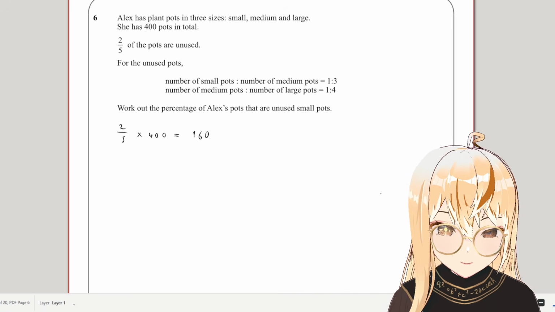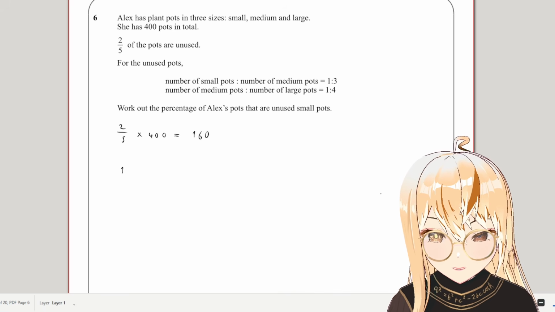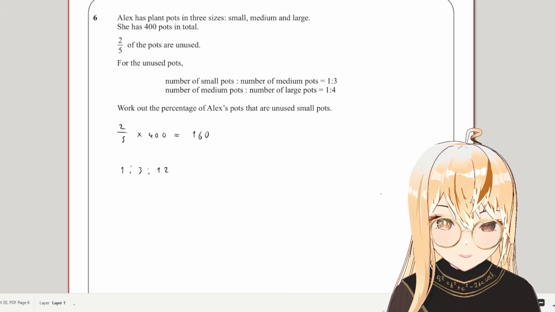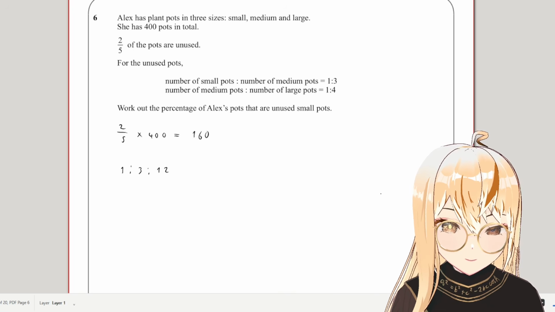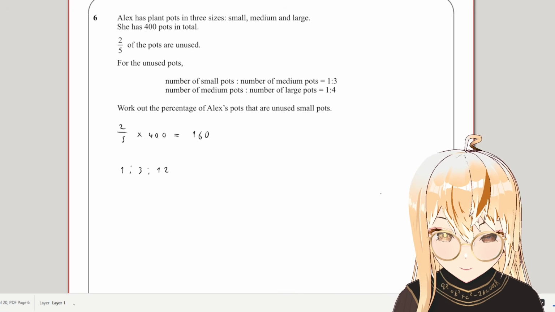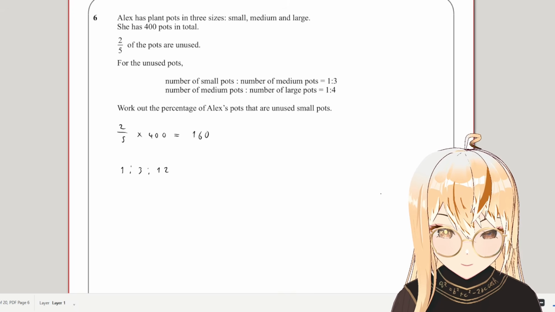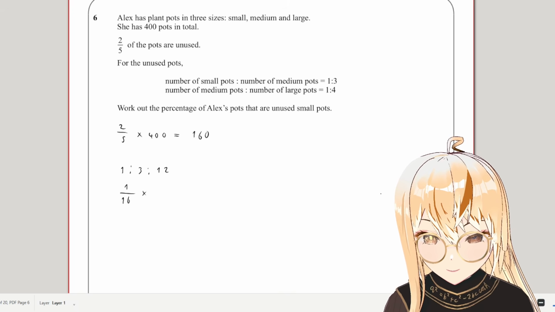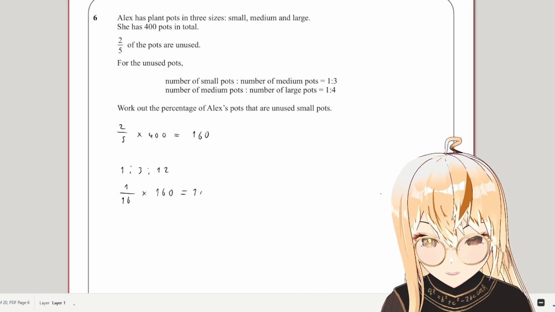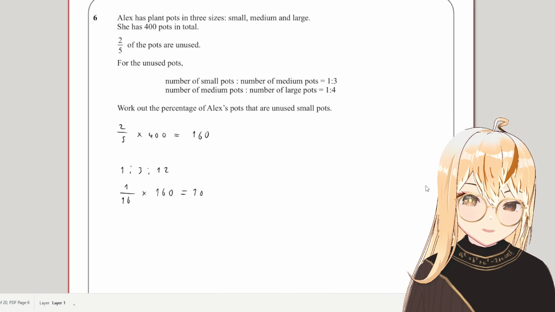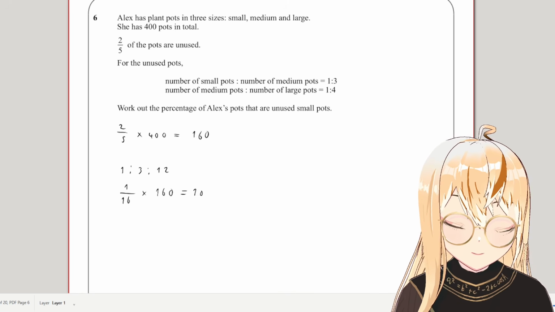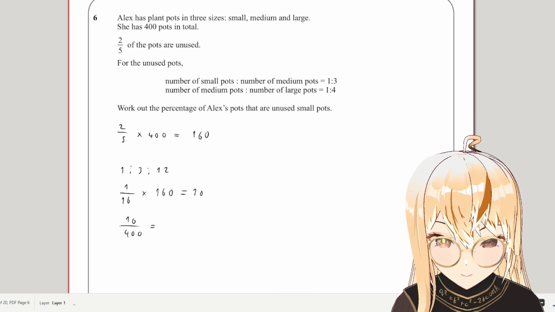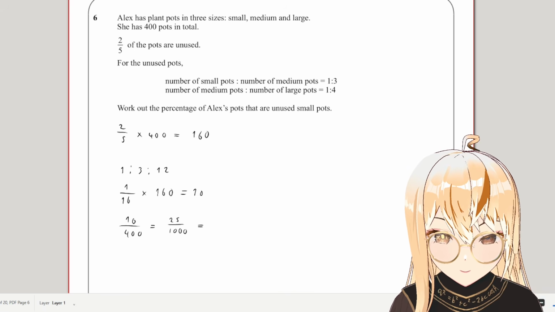And then small to medium to large can just be written as 1 to 3 to 12. If we write 1 medium to 4 large with 3 mediums, then we'll get 3 to 12. So then unused small pots are 1 over 16 times 160, which is just 10. And then we should read the question carefully because it asks us for the percentage in terms of his total pots, which is 2.5%.